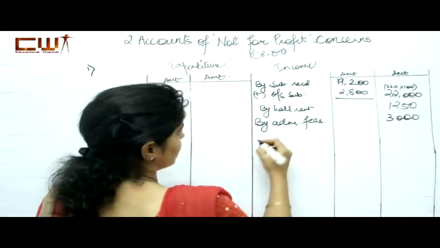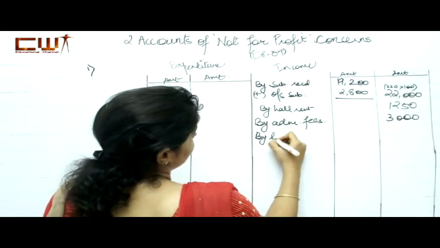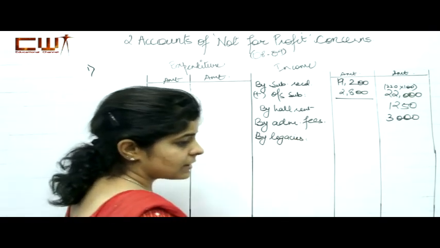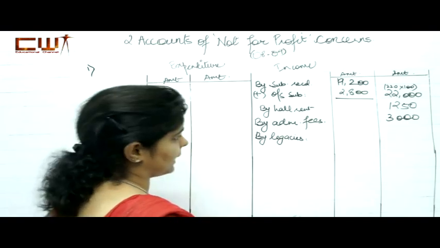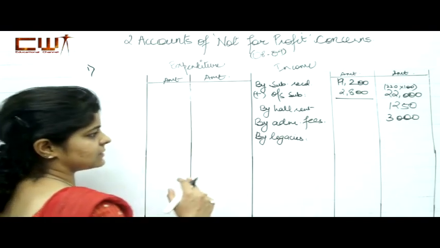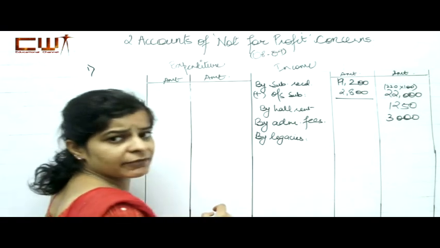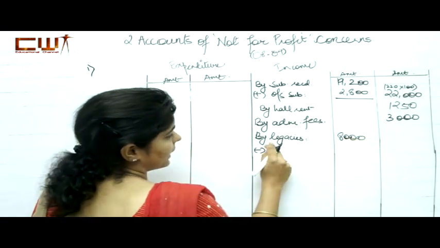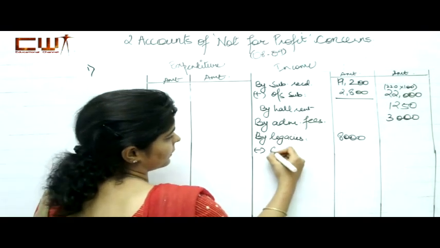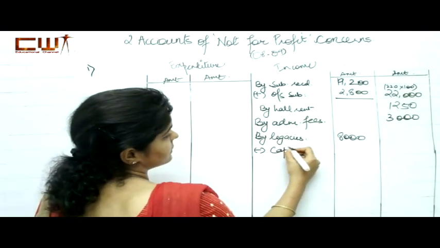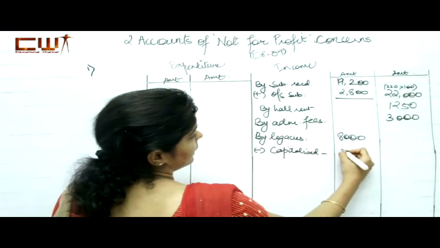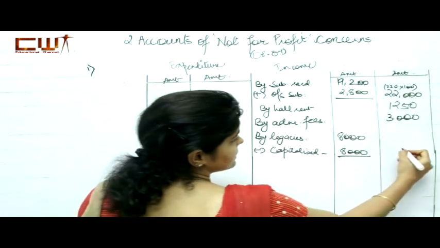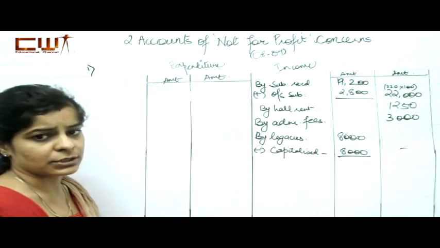What next thing they have given to you? Legacies. See, they have given legacies. And they have given an adjustment also in the legacies. See in the question, legacies they have given that they have to be capitalized. No amount is given, so full legacies will be capitalized. How much is the legacies given in the question? 8,000. Whatever is capitalized will be subtracted. How much is capitalized? If nothing is given, the whole will be capitalized. So 8,000 minus 8,000, 0. Put a dash here, right?